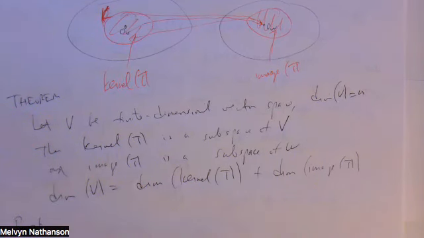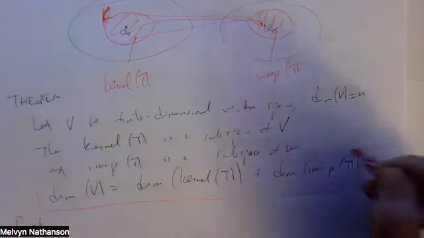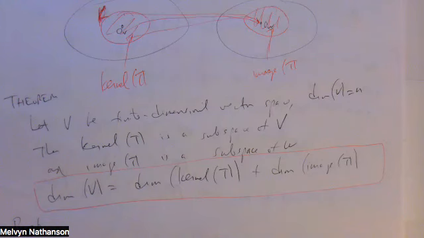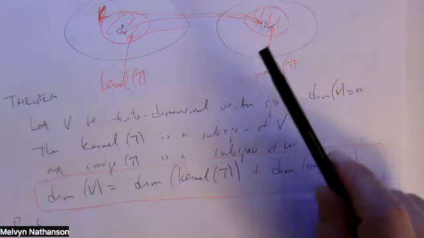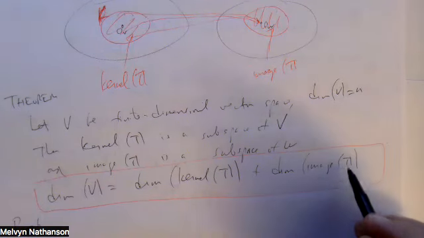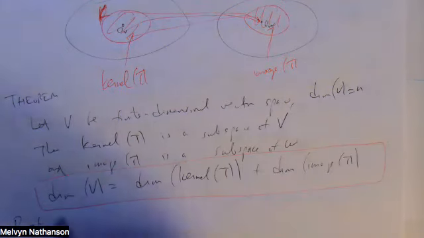So this is really a very important theorem. It's one of the fundamental theorems in linear algebra. For finite dimensional subspaces, if you have a linear transformation T from V to W, the dimension of V is the dimension of the kernel plus the dimension of the image. And note, I didn't say anything about the dimension of W. Maybe W is infinite dimensional, but the image of T is not.